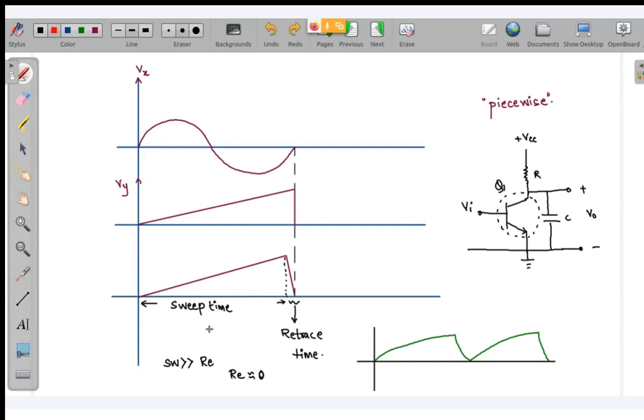No, it is not a viable option. So for manipulating or varying the sweep time, I can vary R, or I can vary C, or I can vary both. See, when this BJT is in cutoff mode, V naught will be equal to VCC times (1 minus e to the power minus t by RC).